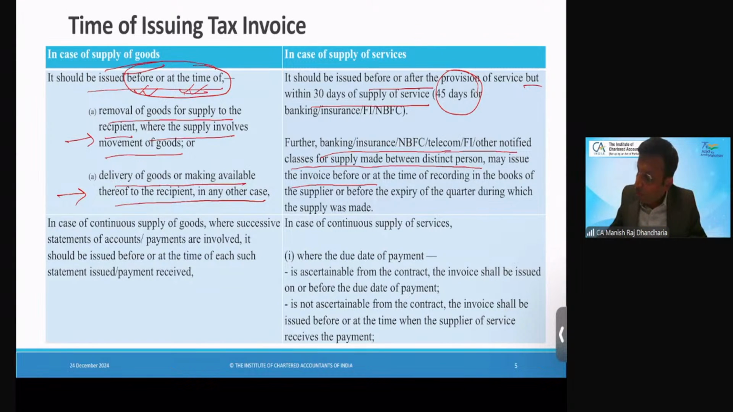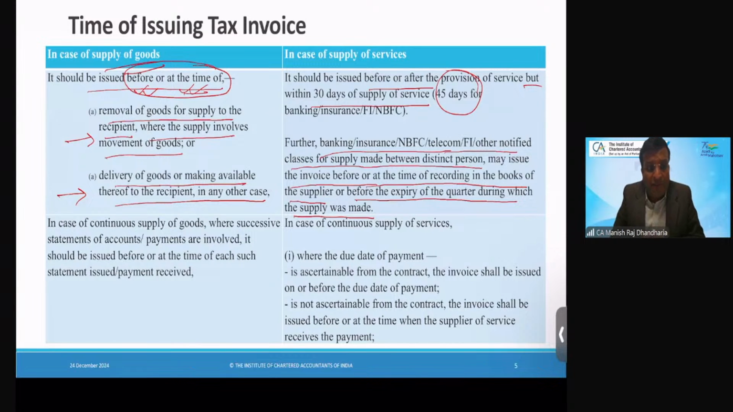May issue tax invoice before or at the time of recording in the books of the supplier, or before the expiry of the quarter during which the supply is being made. तो क्वार्टर एंड में हम लोग इनवॉइस इश्यू कर सकते हैं. So this is the very basic provision of tax invoice. एकदम बेसिक, आगे और कई सारे पॉइंट्स हैं, but सबसे इंपॉर्टेंट और सबसे ज्यादा यूज होने वाला प्रोविजन यही है.